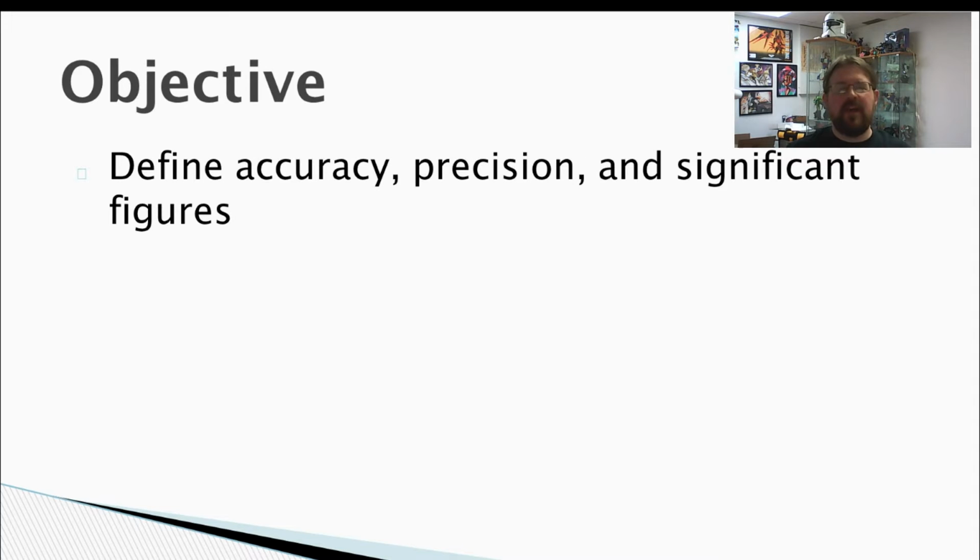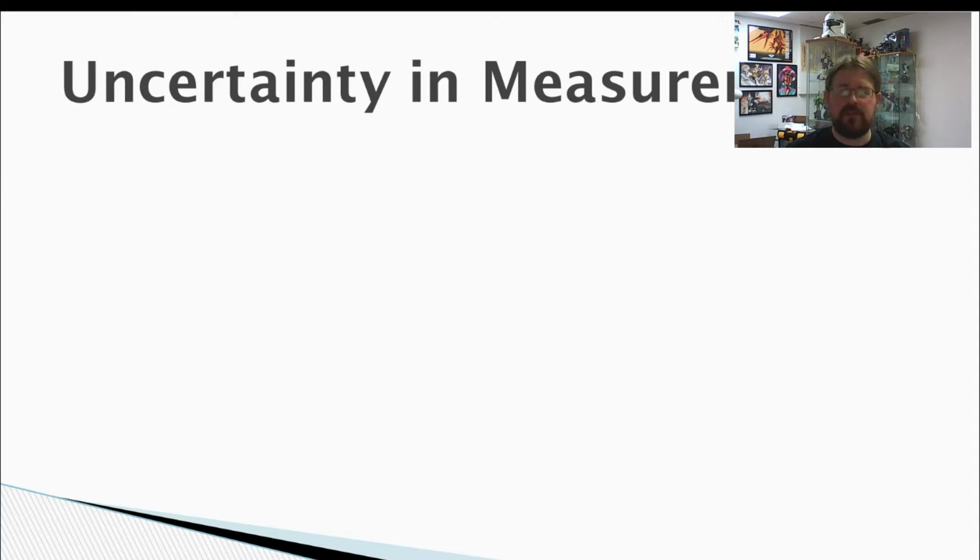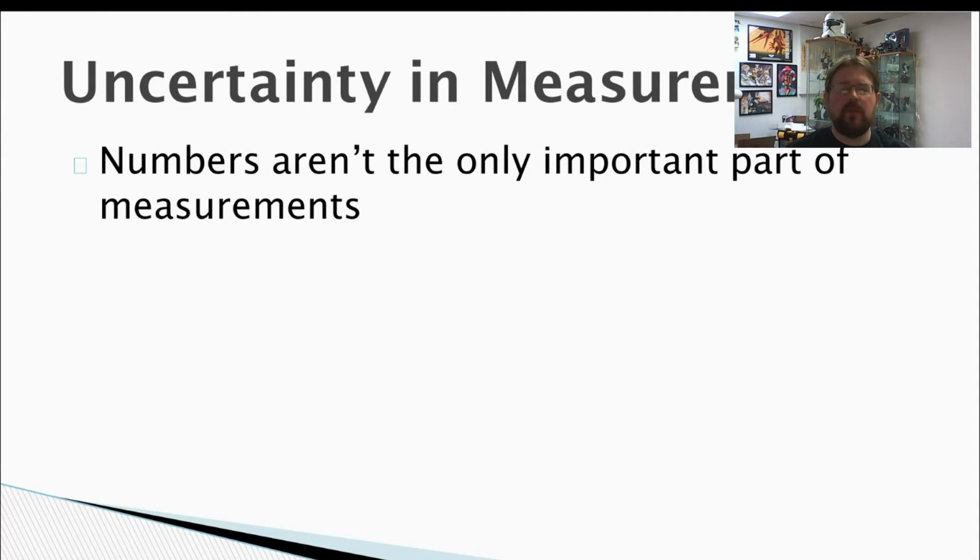So today, our objective is we're going to define accuracy, precision, and significant figures. As I said, we're doing uncertainty in measurements. That goes back to what we talked about last week, about how to measure, doing qualitative, quantitative, that kind of thing. We're still focusing on quantitative because there's a lot of stuff to go with that. And today we're talking about uncertainty in measurements. Numbers aren't the only part of our measurements, okay?